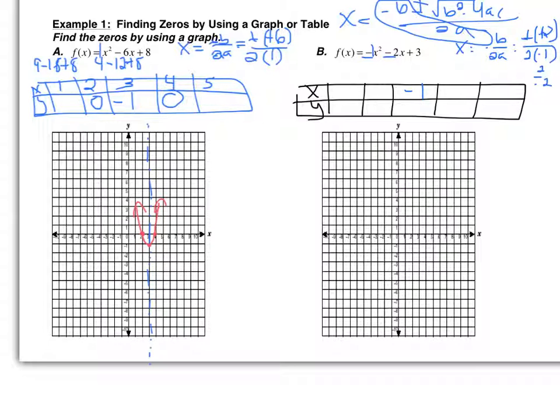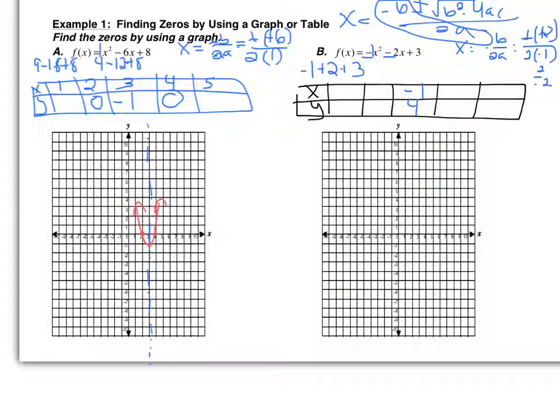That's in our middle. So if we plug in negative 1, negative 1 squared is 1, so we have negative 1. Minus 2 times negative 1 is a plus 2, plus 3. 3 plus 2 is 5, minus 1 is 4.